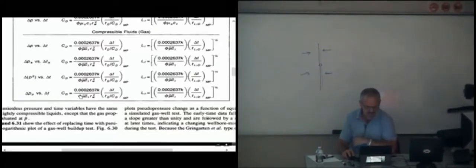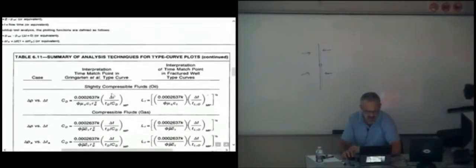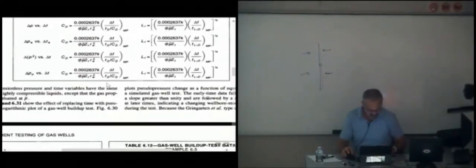Oh, here it is. This last one. This bottom one is pseudopressure versus delta T. And I can solve this for C sub D from my match point or vice versa. So I want this equation right here from table 6.11 again.